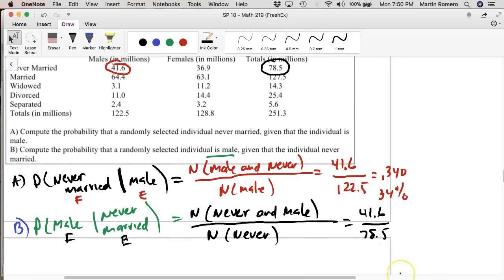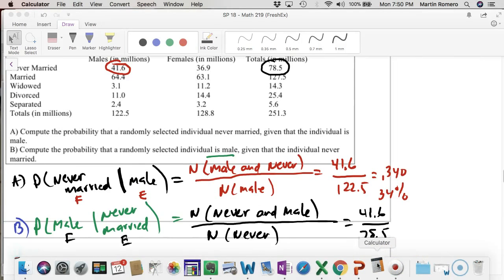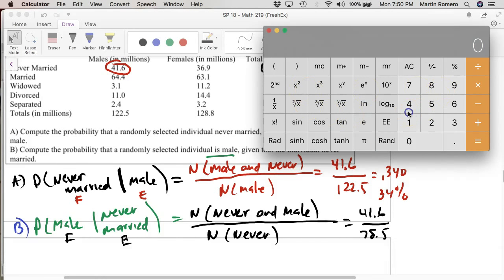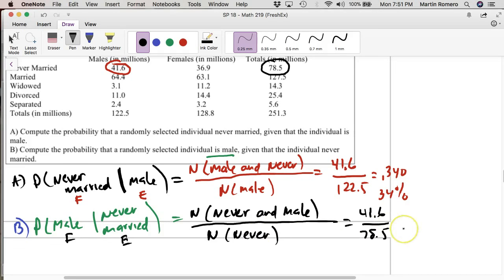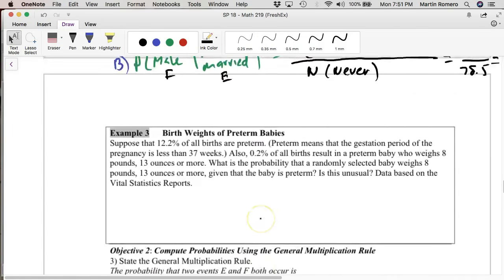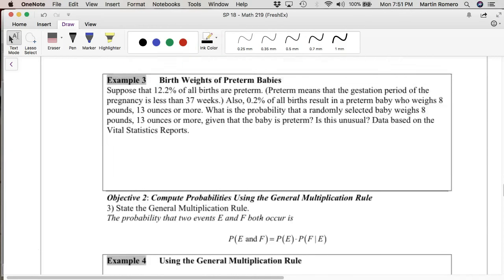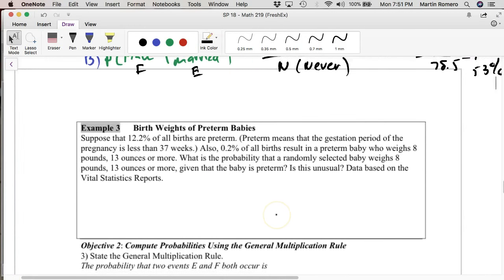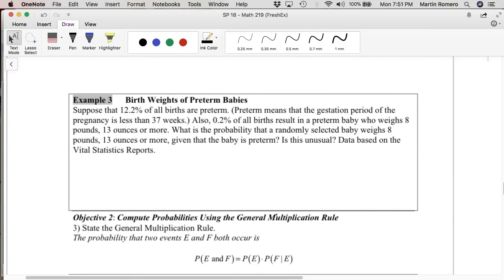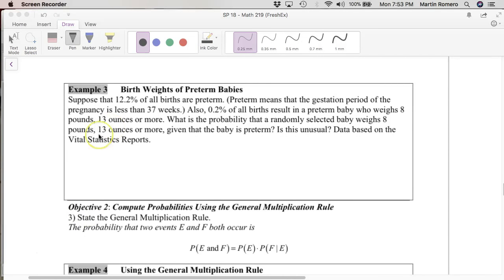And so now we have the calculation again. 41.6 divided by 78.5. And so you get 0.53. And so those numbers are different: 0.530, 53%. Okay, so that's our introduction to, oh, no, you know what? Let me sneak in one more example real quick. Birth weights, preterm. Okay, finish this example here.